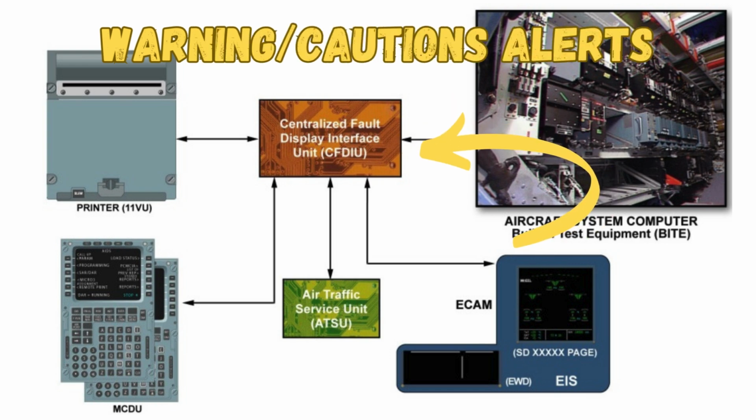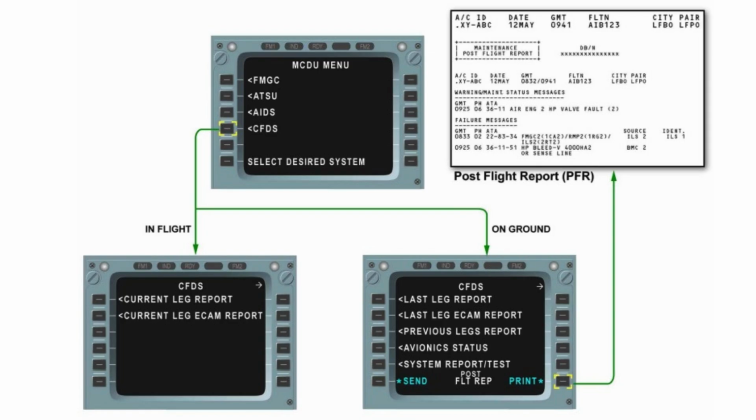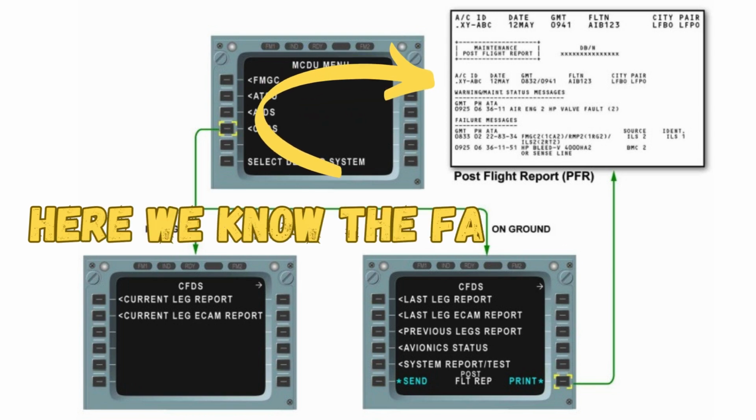The failure information is available in various reports. The reading of the failure information is made from two different MCDU, multipurpose control display unit, menus depending on if the aircraft is in flight or on ground. The system report or test function is available on ground only. The maintenance post-flight report, PFR, can only be printed on ground. It summarizes and displays the list of the ECAM warning messages and the fault messages that occurred during the last flight, with the associated time, flight phase, and ATA. It helps the maintenance crew to make a correlation for easier troubleshooting.